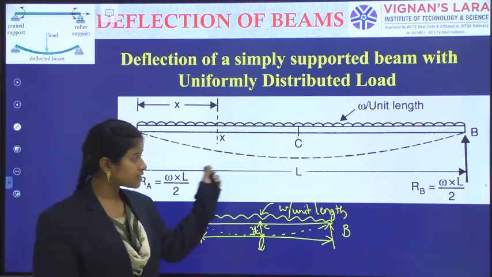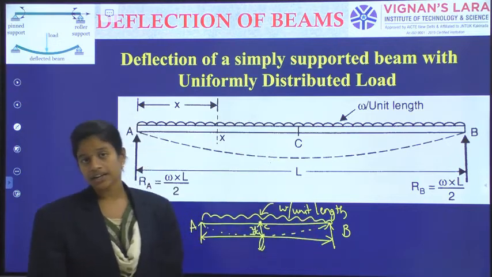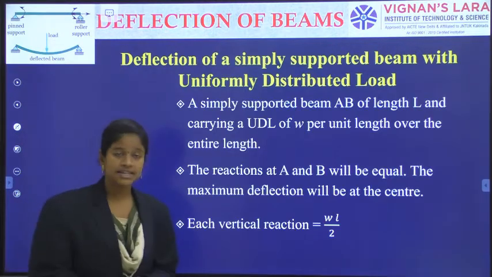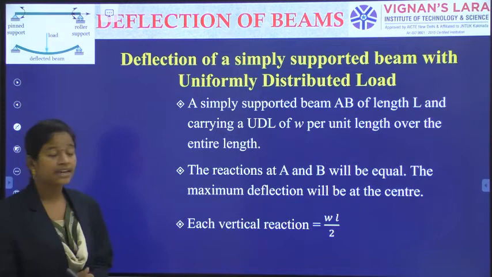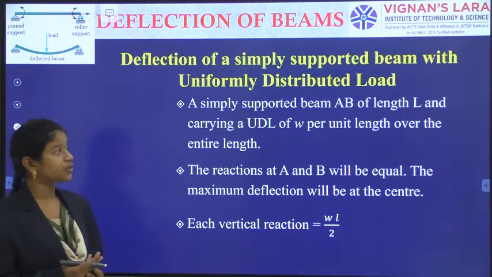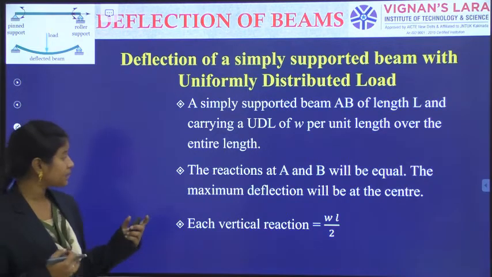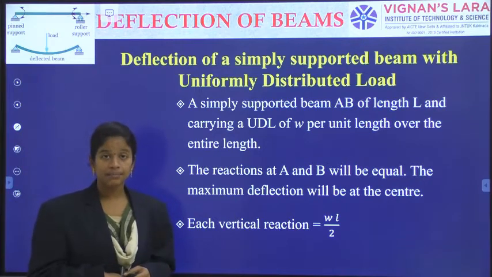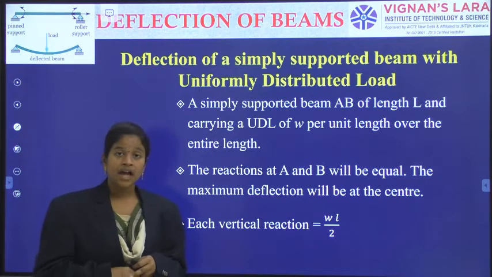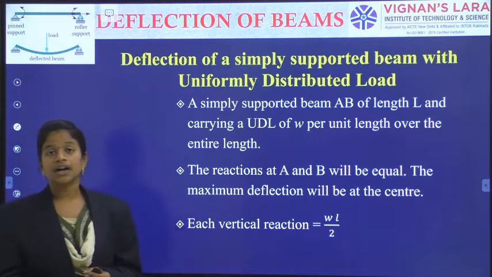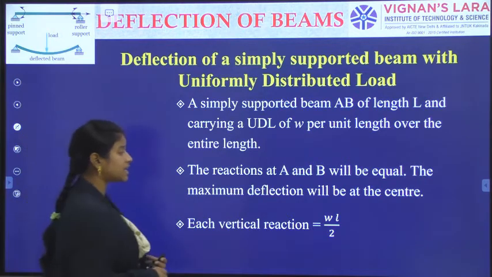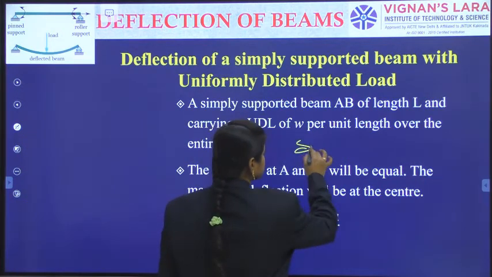If we explain the loading figure in 2 statements, we are considering a simply supported beam AB of length L carrying a UDL of W intensity per unit length over the entire length of the beam, and the reactions at A and B will be equal and half of the total load. Why are they equal and half of the total load? Because the load is symmetrical.